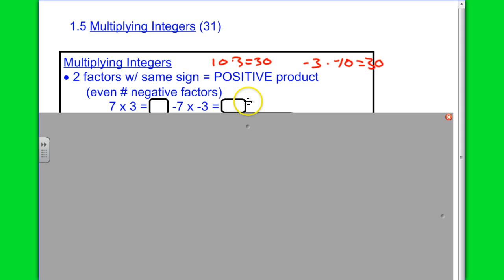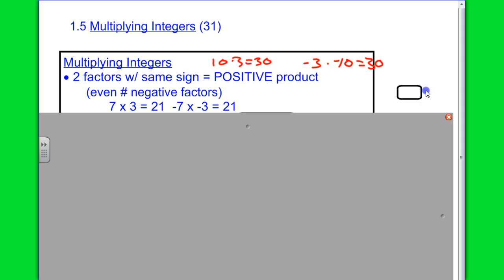And there's another example. If you already wrote the 10 times 3 example, you don't need to write this one. If you haven't put an example, let's finish this one. Go ahead and quietly finish it. Skylar, 7 times 3 is? And what is negative 7 times negative 3?